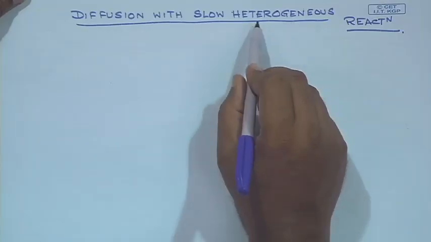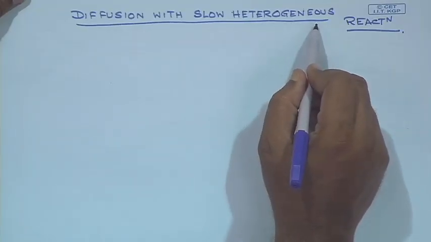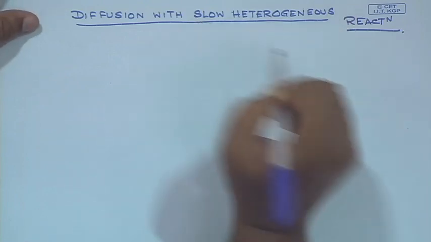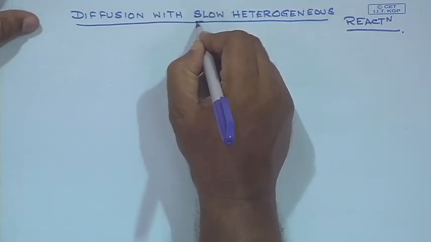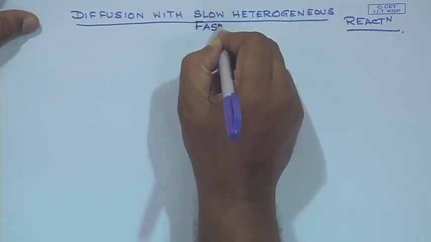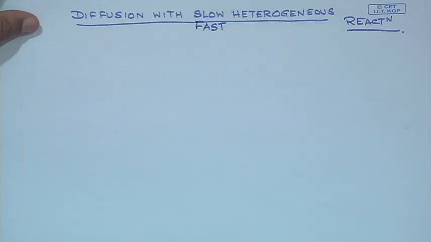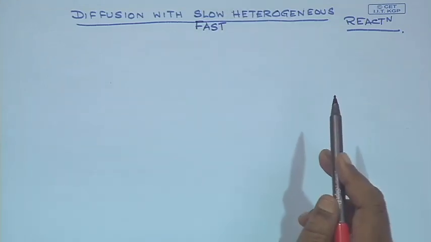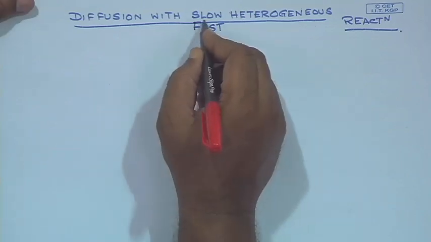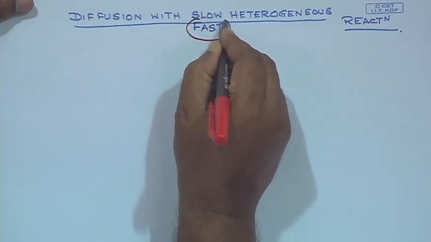What we are going to do in this class is look at what would be the form of the governing equation and the relevant boundary conditions if we have diffusion with a heterogeneous reaction. We can either have a slow reaction or a fast reaction. So, initially, we are going to do a fast heterogeneous reaction.